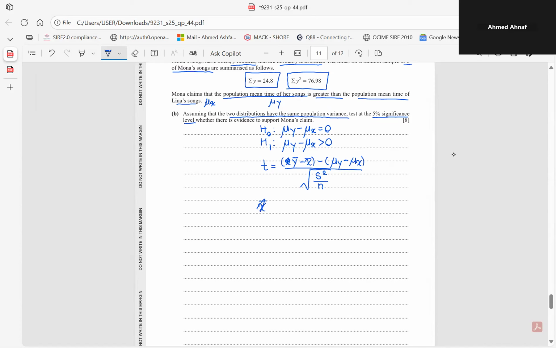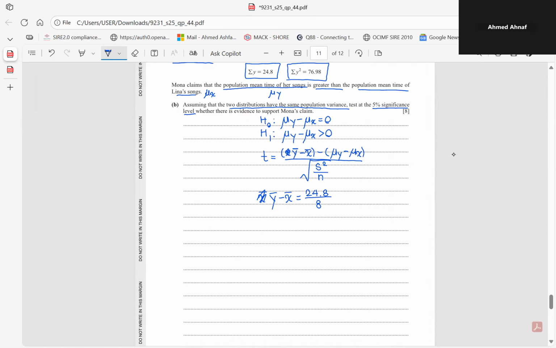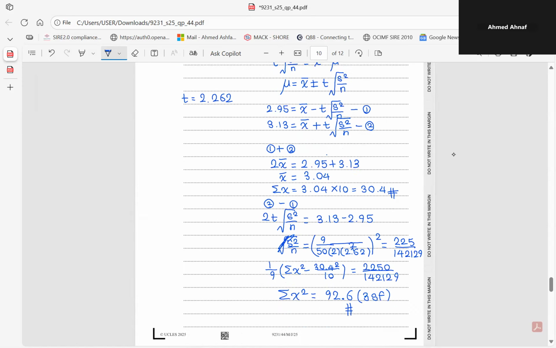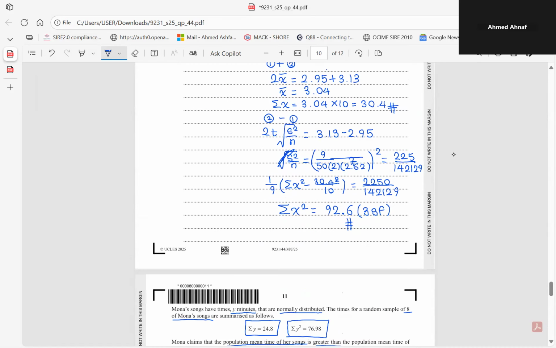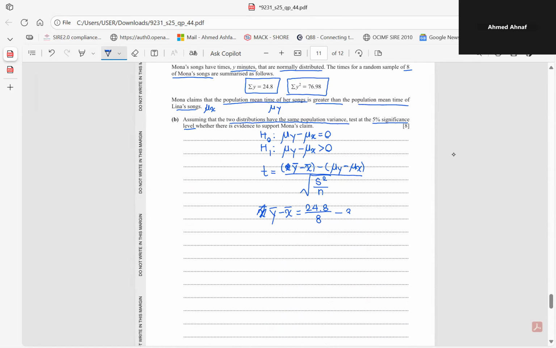So y bar minus x bar. y bar is 24.8 over 8, yeah, that's 8. Then minus x bar, which is 3.04. 3.04. You get 0.06.